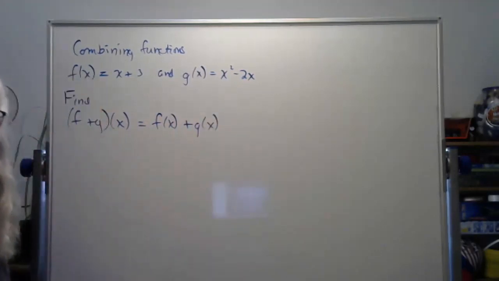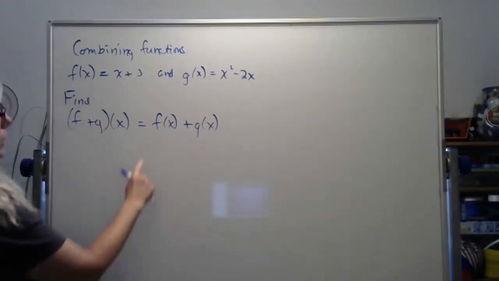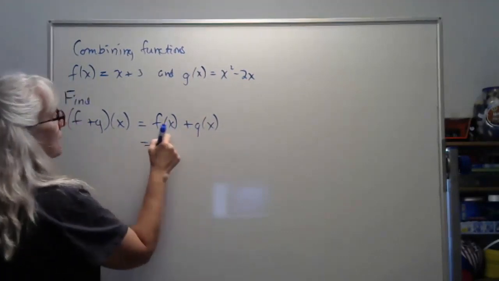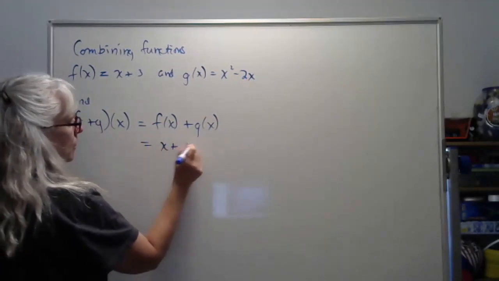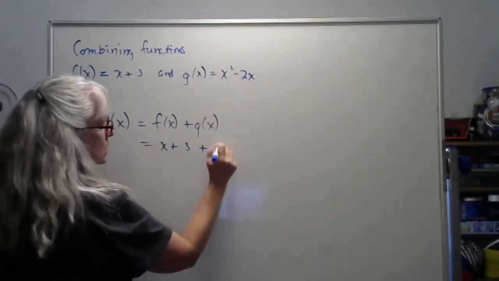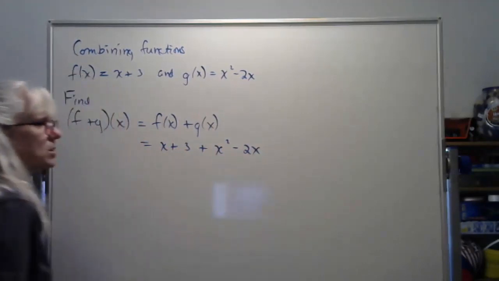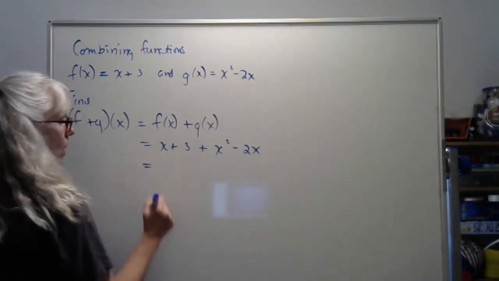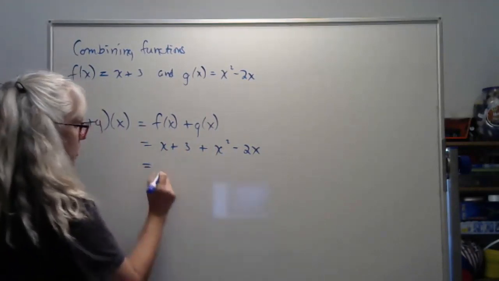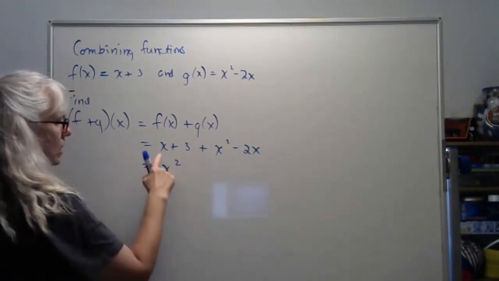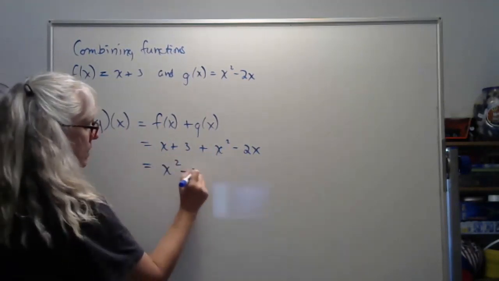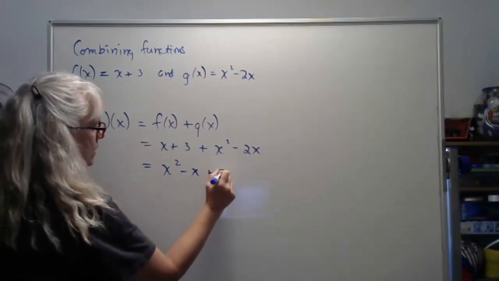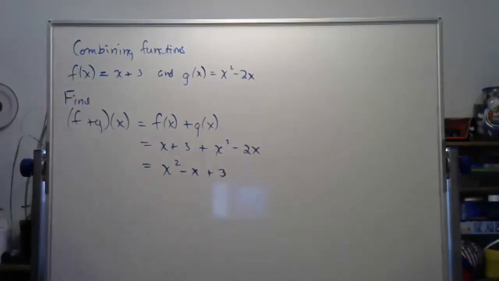In other words, if you have 2 functions, you can add them together. Well, we can do that. We can come in and replace f of x with x plus 3, and then add g of x, which is x squared minus 2x. So I'm simply taking my 2 functions, putting a plus between them, and adding them together. So then let's collect like terms and put it in descending order. I'll have an x squared. The x minus the 2x is going to give me a minus x plus 3, and then I'm done. That's it. I don't have to do anything else to it.